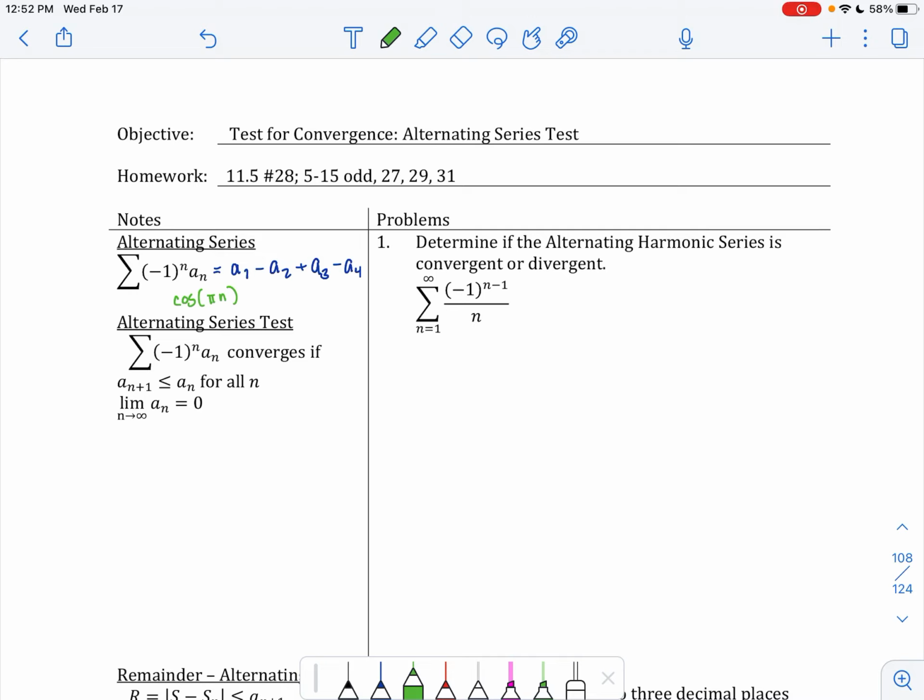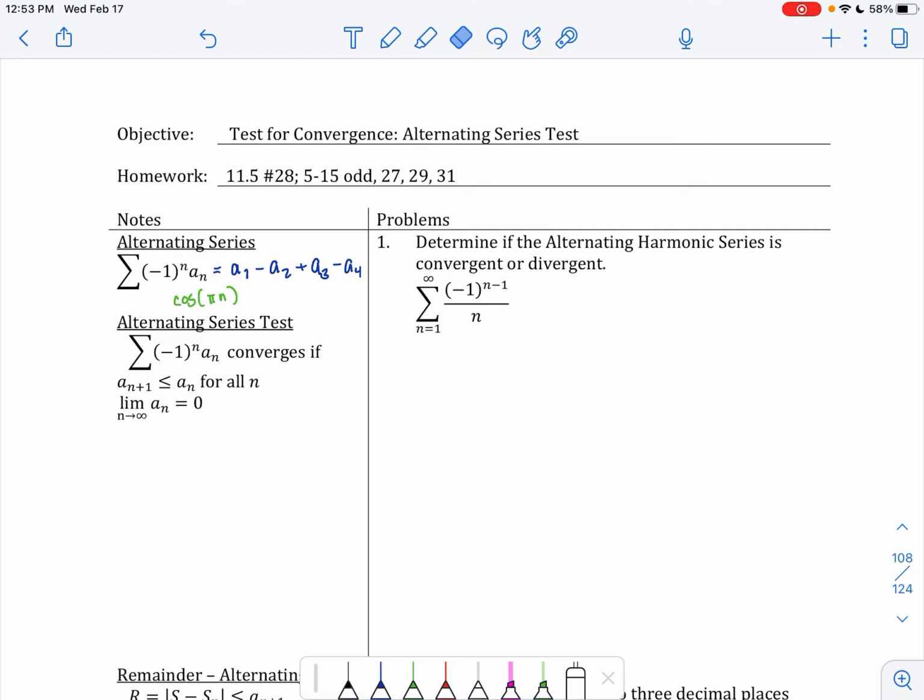Now, to tell if an alternating series converges, the rule basically is that each consecutive term is smaller than the one before. So what that means is that a sub n plus 1 is less than or equal to a sub n. Notice that we're not considering the negative in this case, but that the term itself is getting smaller. And that should hopefully make sense because the idea here is that the limit as n approaches infinity of the terms is equal to 0.